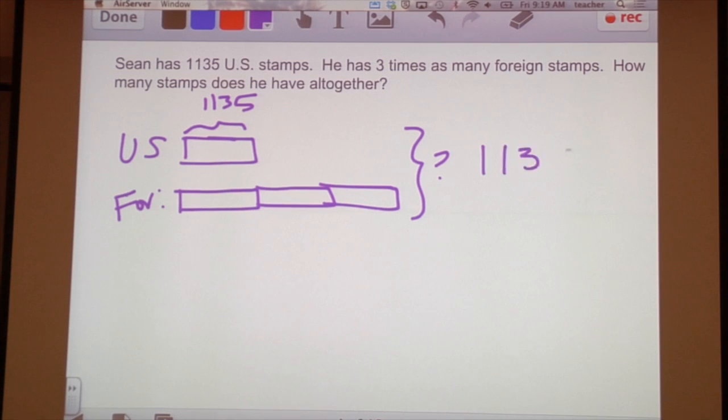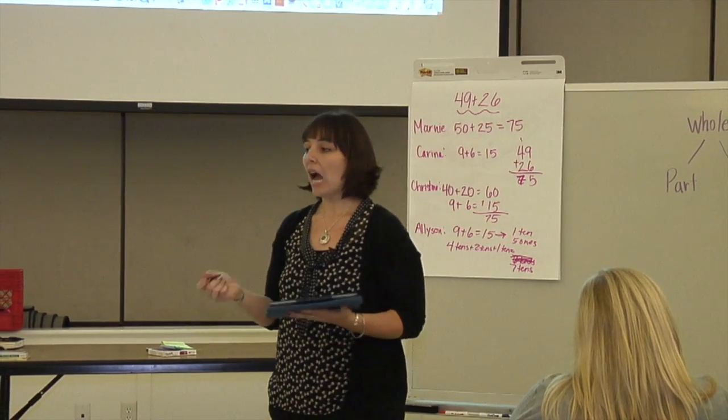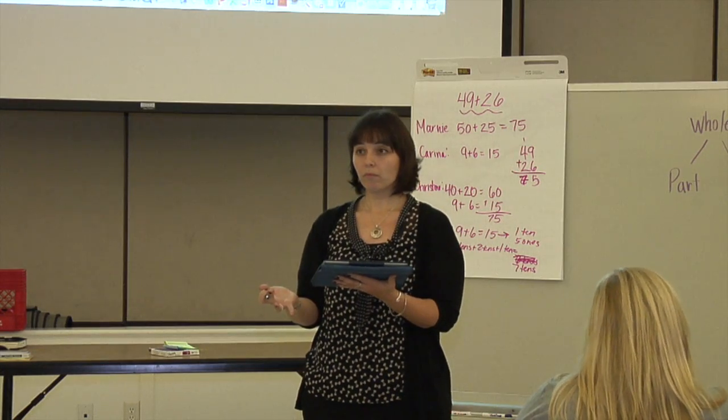Yeah, 1,135 times 4. I don't actually have to solve the foreign stamps first, unless I'm asked that. But since all of these are the same unit, I can just say 1, 2, 3, 4 of the same units, and then do that multiplication. How did they do the multiplication?